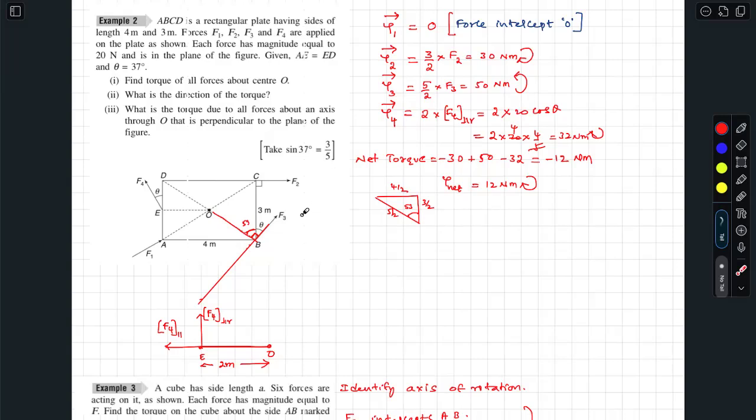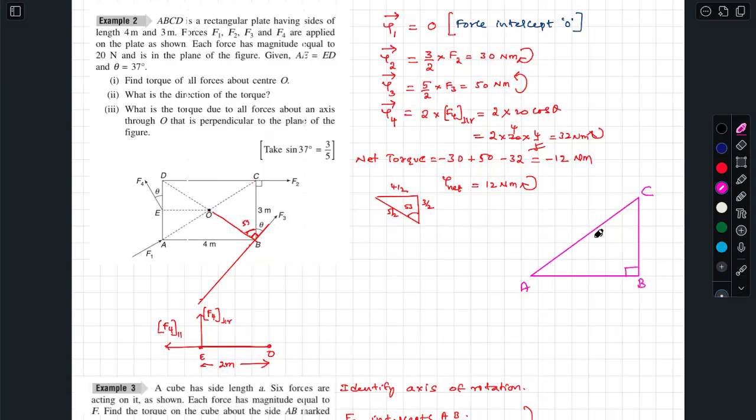Theta is 37 degrees. Okay, no issues. Remember, in this, this is 4, this is 3. In that case, this is A, this is C, this is B. In fact, this angle is 90 degrees.